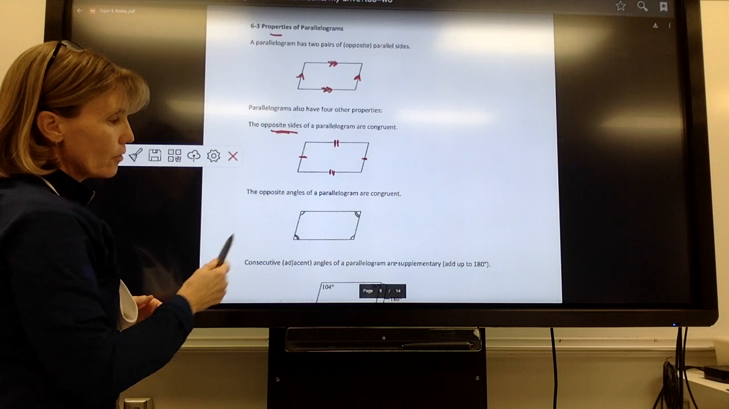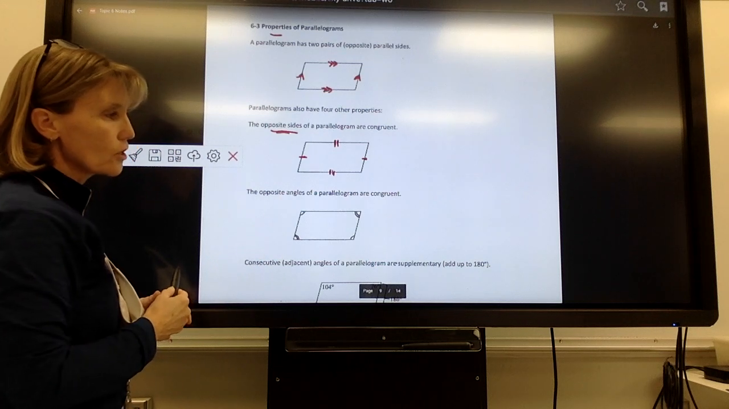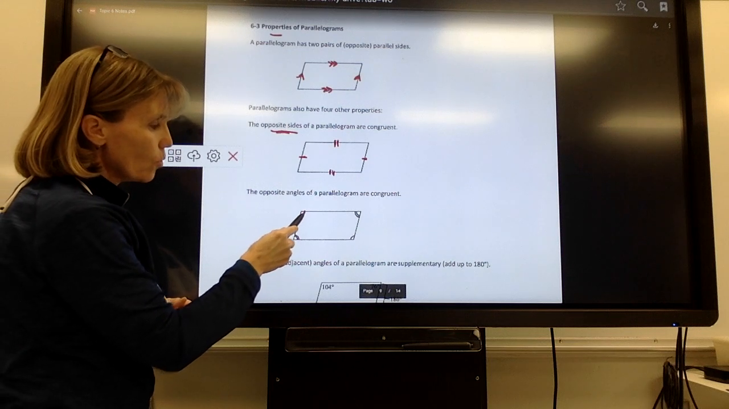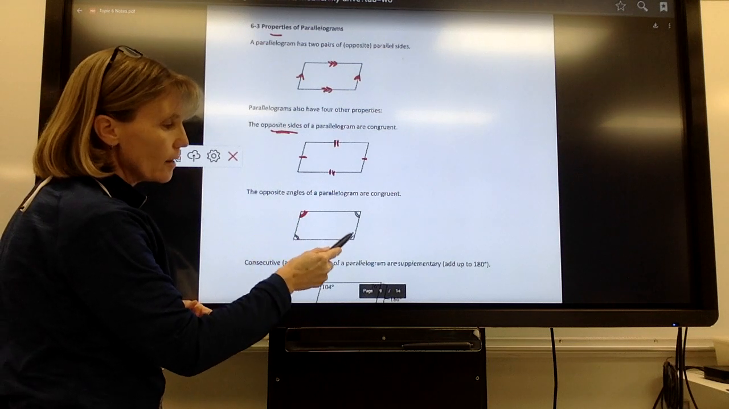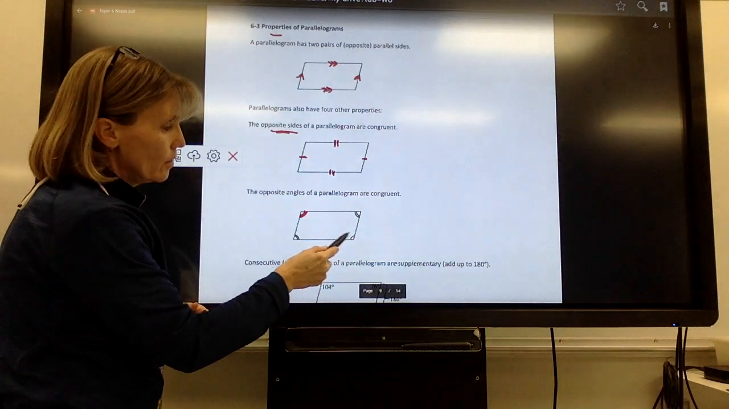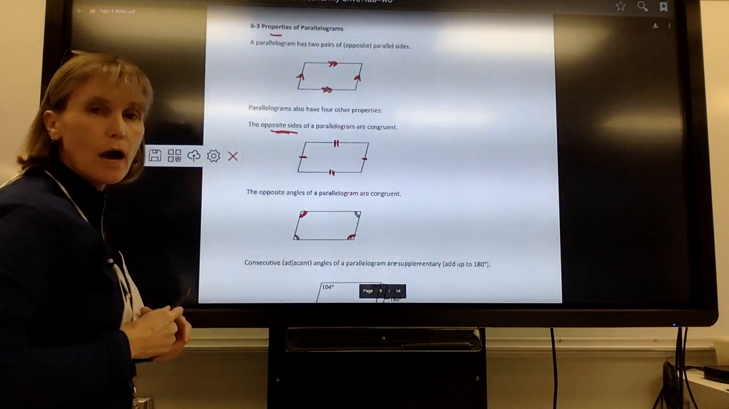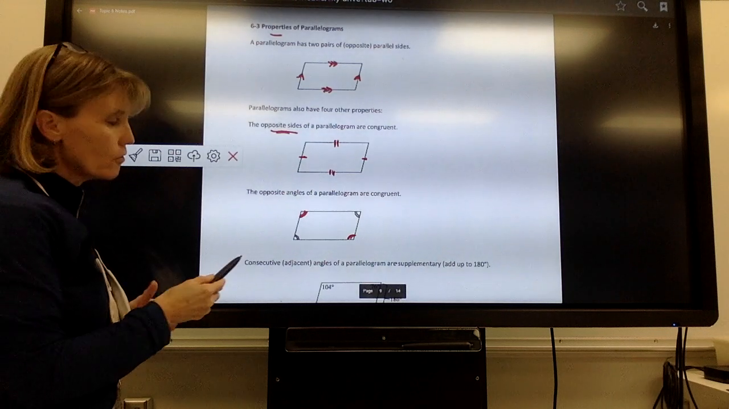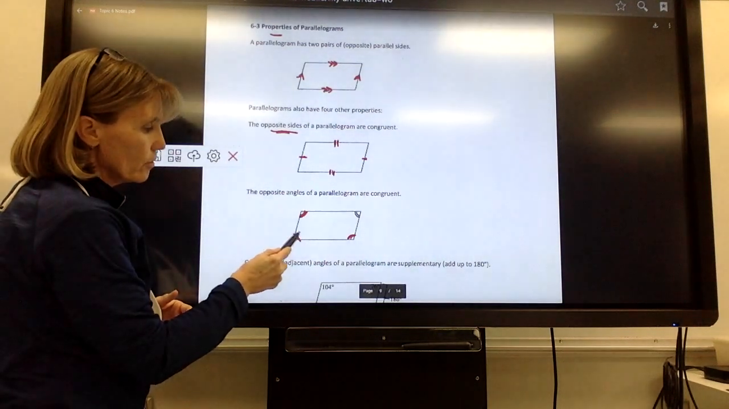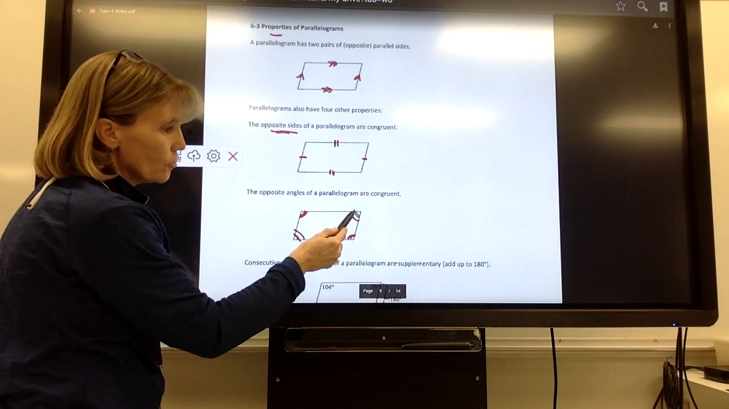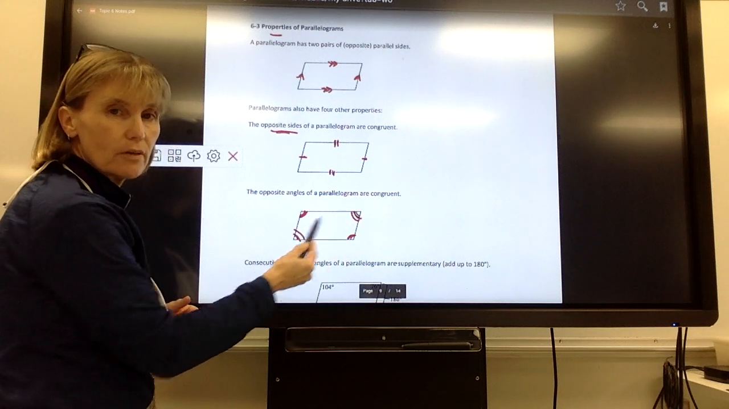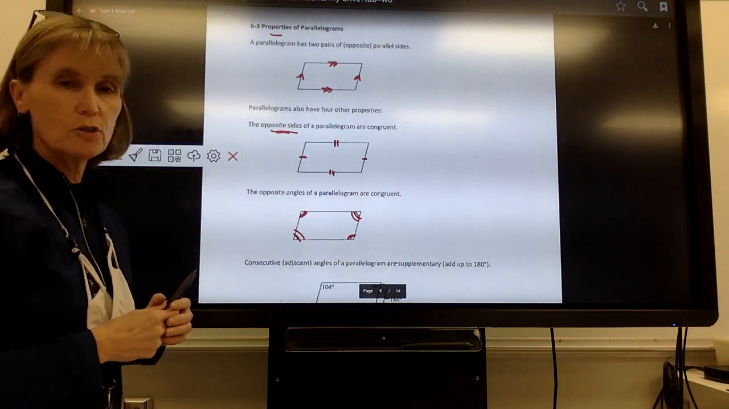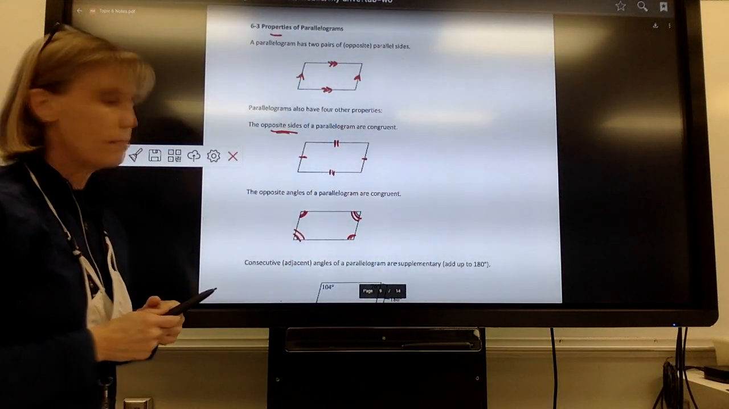Another feature of a parallelogram is it says opposite angles of a parallelogram are congruent. When we say opposite angles, so this corner, that's one angle, the opposite angle is in the opposite corner. Okay, this angle. Those angles are opposite of each other in the quadrilateral, and they're congruent to each other. And then I have another set over here. This angle measure is congruent to the angle measure that's opposite of it. When I have two sets of opposite angles being congruent to each other, I know I have a parallelogram.